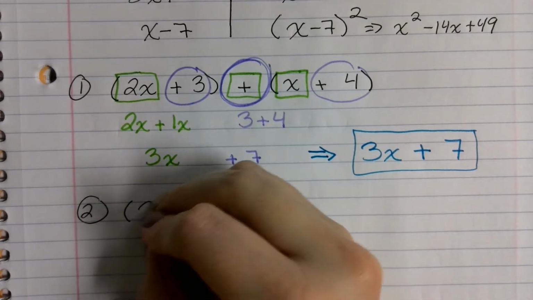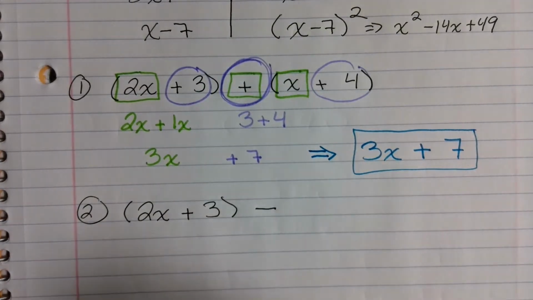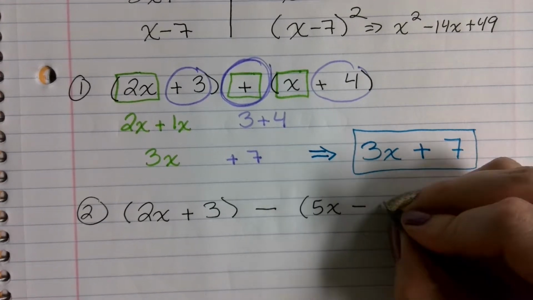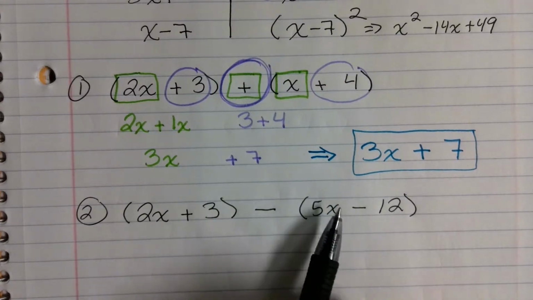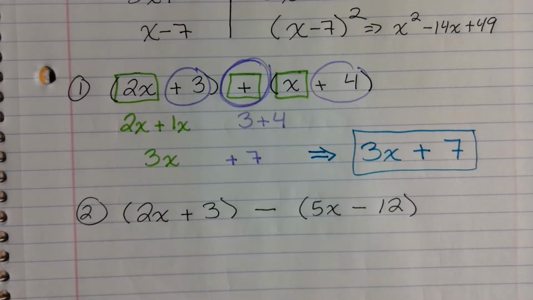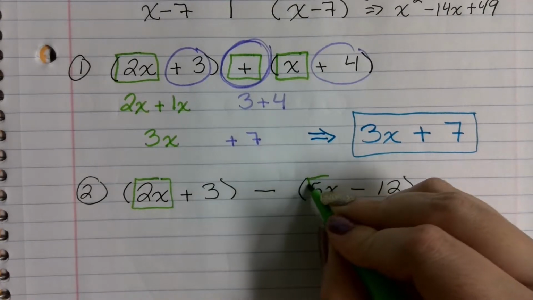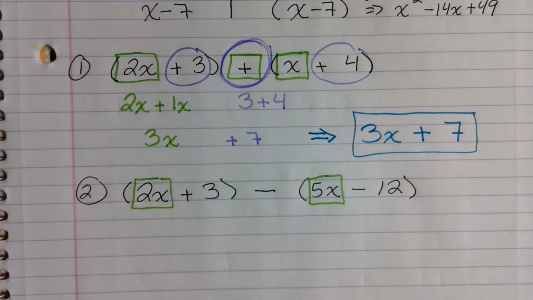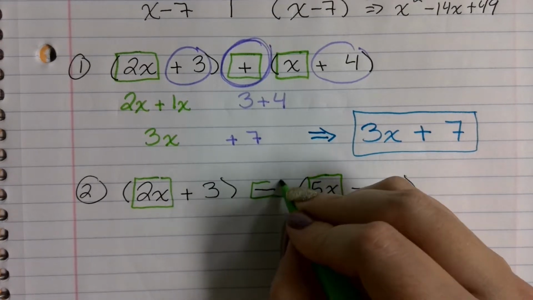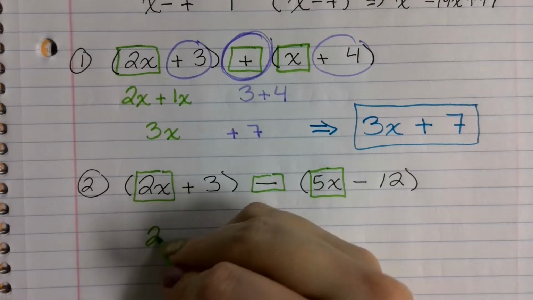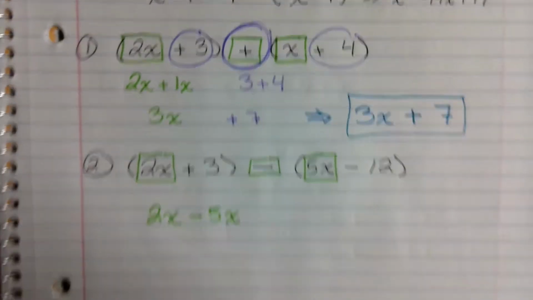So let's take a look here. If we've got 2x plus 3, and now we're subtracting 5x minus 12. We're going to focus on the 2x and the 5x. And what operation am I going to do? Subtract. It's a subtraction in between them, isn't it? So we're going to subtract 2x minus 5x. What do we get when we subtract 2x minus 5x? Negative 3x. Good.